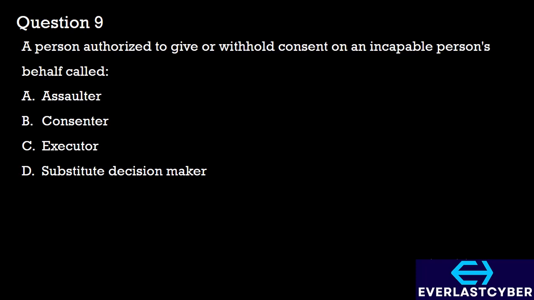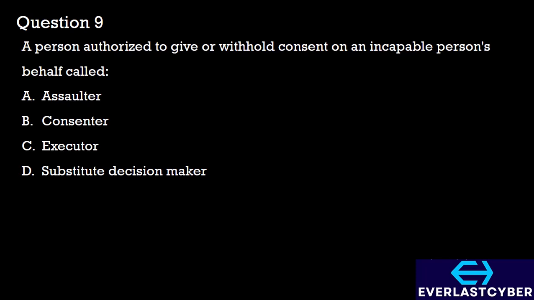In option A, an assaulter is someone who commits an act of assault, and this is unrelated to making decisions on behalf of another person. A consenter is someone who gives consent, but the term does not refer to a person who acts on behalf of an incapable person. An executor is a person appointed to carry out the terms of a will and manage the estate of a deceased person. This is different from making decisions for an incapable person.